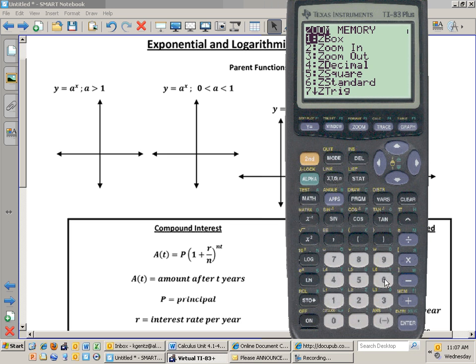We go zoom 6 for zoom standard, and as you look at this, there's 2 to the x, there's 4 to the x, and there's 7 to the x. What point do they all pass through? Can you see that? What point do they all pass through right there? They all pass through the point 0, 1. Why is that the case? Why do they all go through 0, 1?